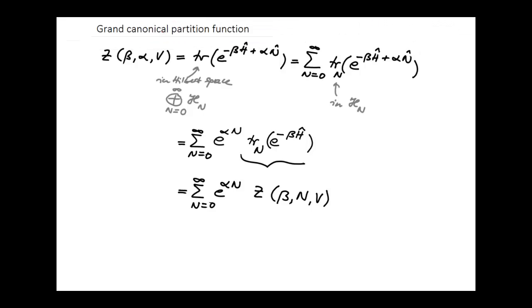And to make the distinction very clear between the grand canonical partition function and the canonical partition function, I would like to give the grand canonical partition function a subscript G for grand canonical, and the canonical partition function a subscript C for canonical. And you see now that there's a formula that expresses the grand canonical partition function in terms of the canonical partition function. It involves this infinite sum over e to the alpha n, times the canonical partition function. This is mathematically a discrete Laplace transform. So the grand canonical partition function is the discrete Laplace transform of the canonical partition function.